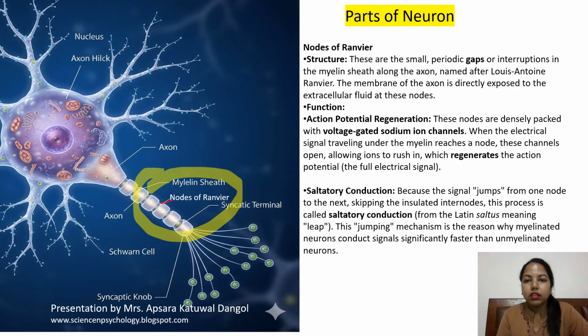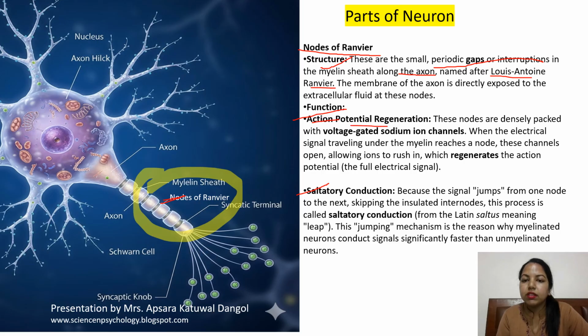Next one is the nodes of Ranvier. Let us know about its structure. There are small periodic gaps or interruptions in the myelin sheath along the axon. It is named after Louis Antoine Ranvier. The membrane of the axon is directly exposed to the extracellular fluids at these nodes. What is its main function? Number one, it helps in action potential regeneration, and the other is saltatory conduction.